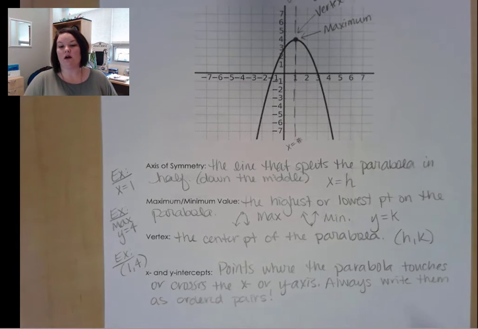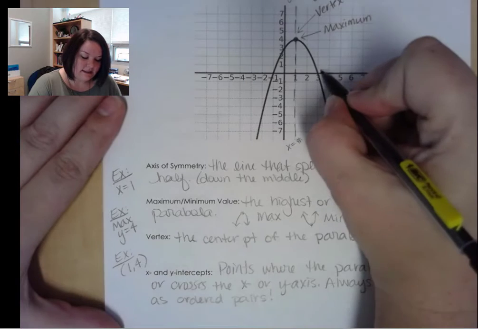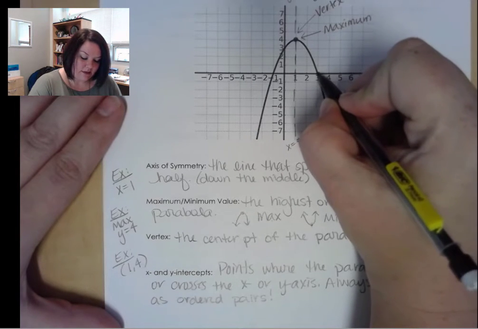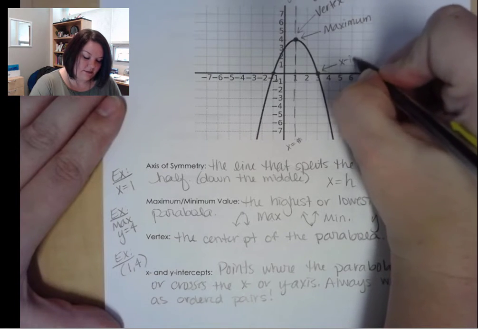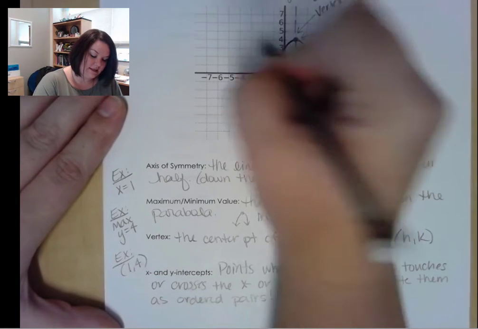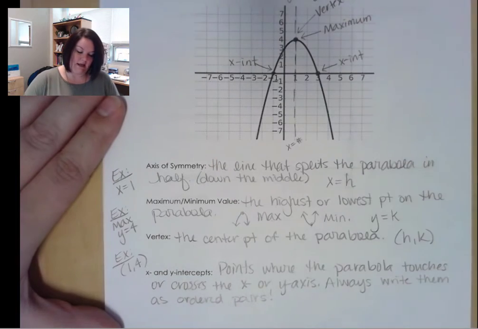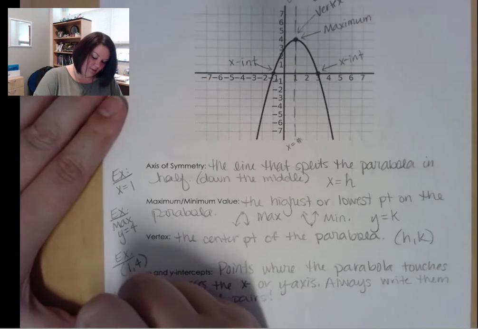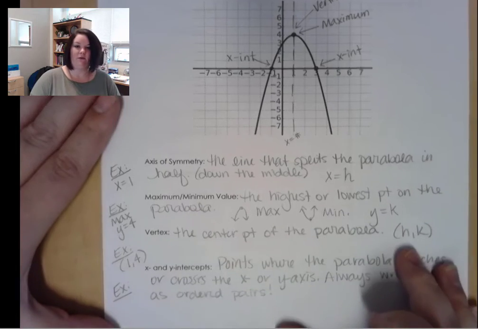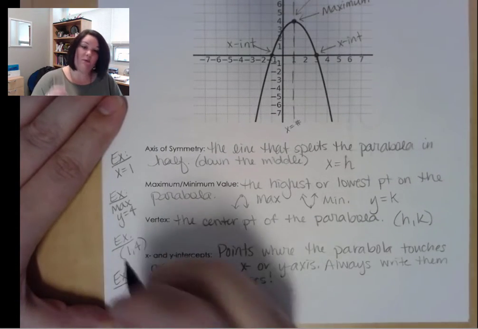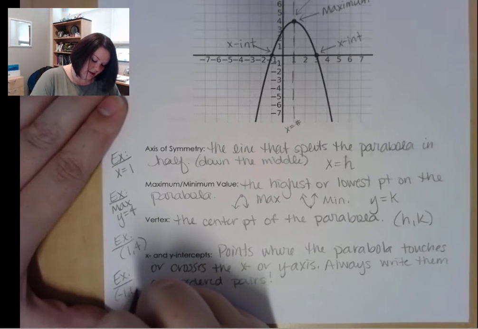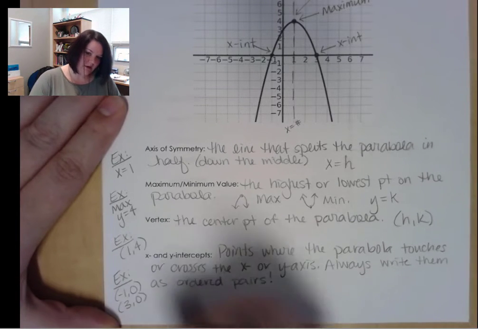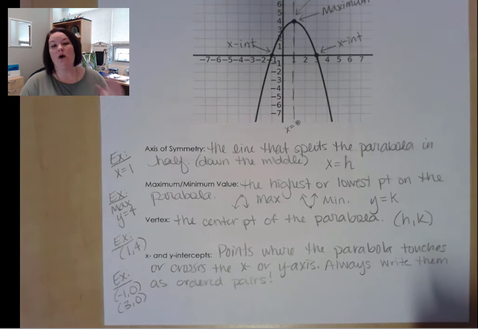Okay, and then we look for our x and y intercepts. So we can see on the x-axis, right at this point at 3, and also over here at -1, these are x-intercepts, right? Because it's where it touches or crosses the x-axis. Okay, so we can go ahead and say for our example, we have x-intercepts, and remember we write them as ordered pairs, so don't just say -1 and 3. This would be (-1, 0) and (3, 0).